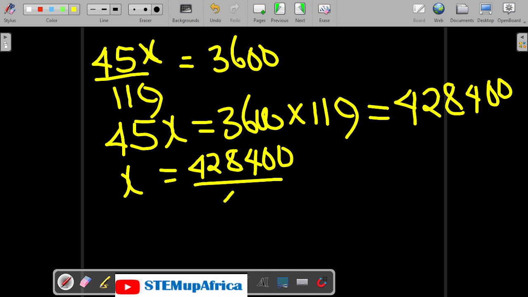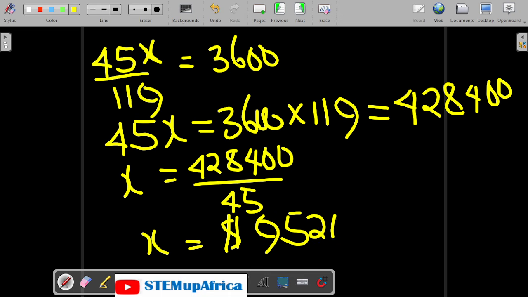So my x will be 428,400 divided by 45. X will give me a total of 9,520. So this is now the total profit they got from the investment, $9,520. So this is the end of the topic.